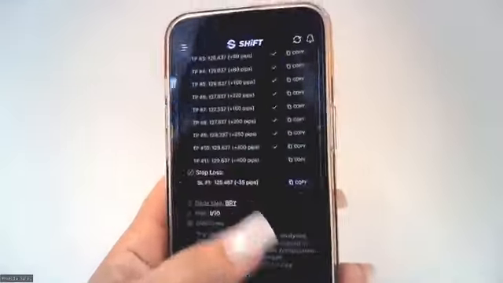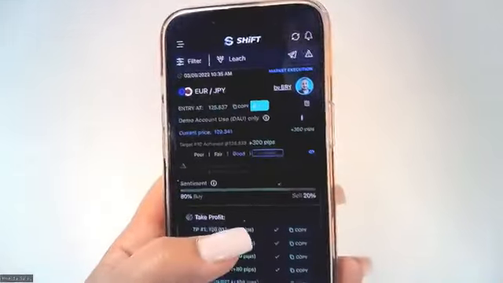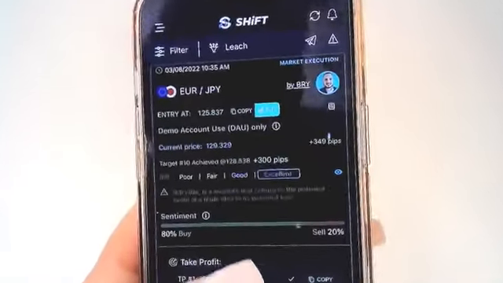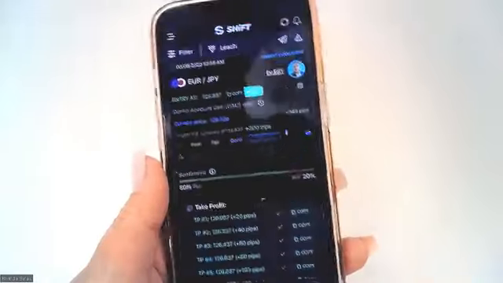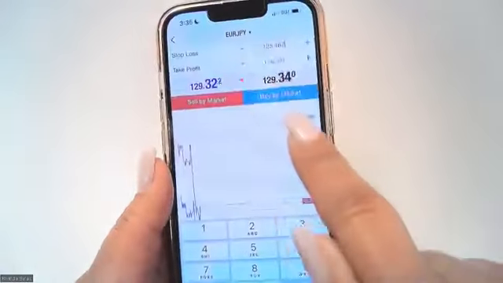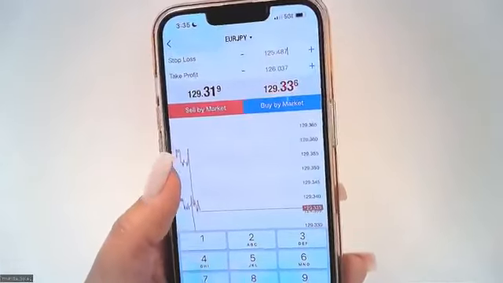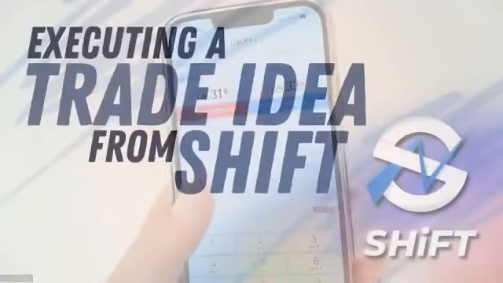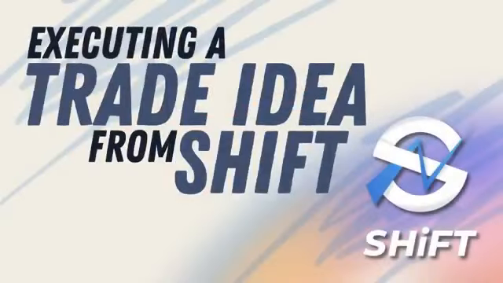So I do want to go back and just confirm whether it's a buy or a sell order, and clearly it is a buy order. So what I would do then is click buy, and boom, just like that, I am in the trade. I hope that with this tutorial you gained an understanding of how to navigate through the Shift app and how to execute a trade using MetaTrader 4.